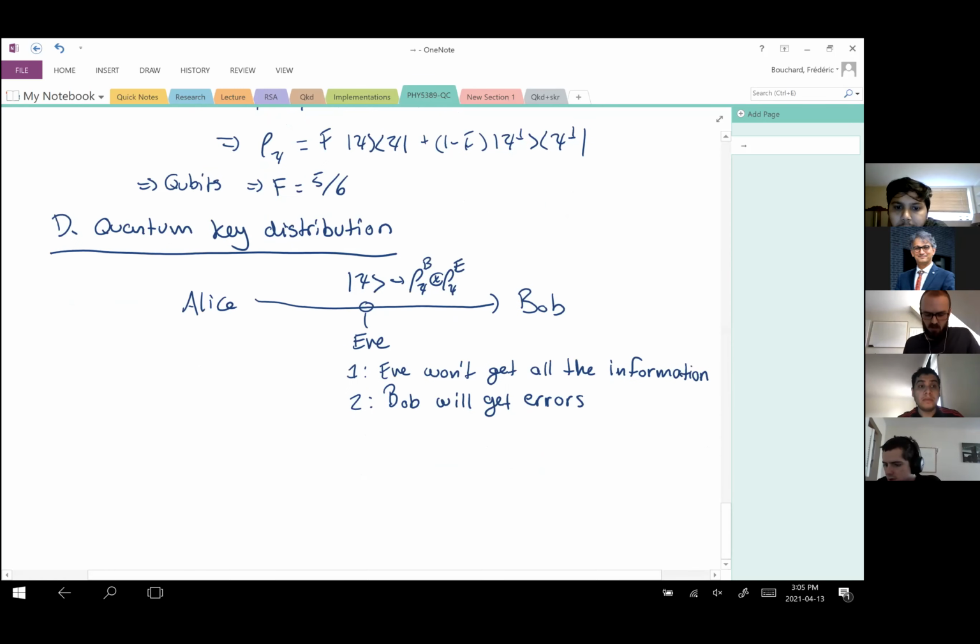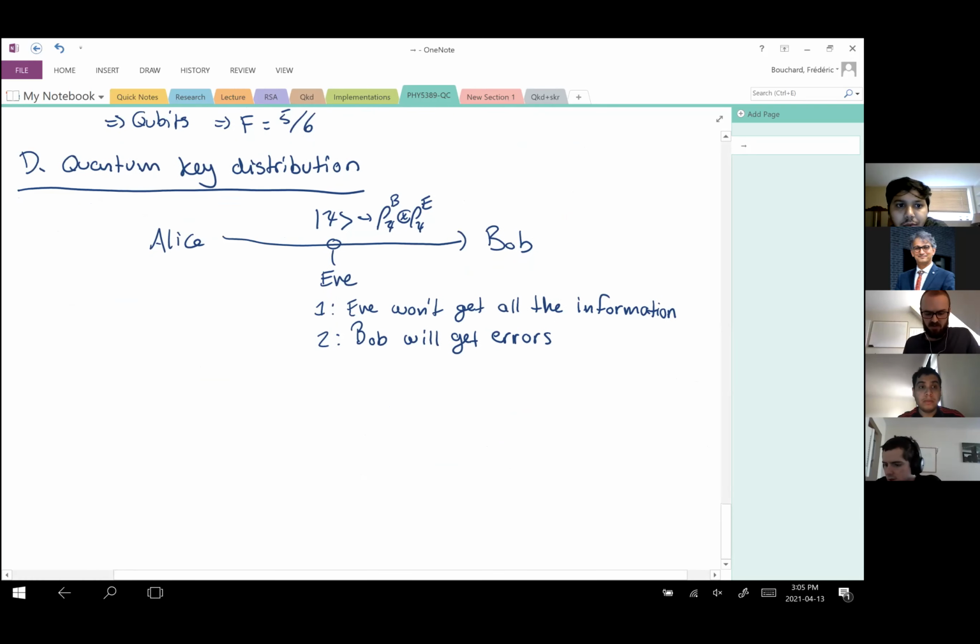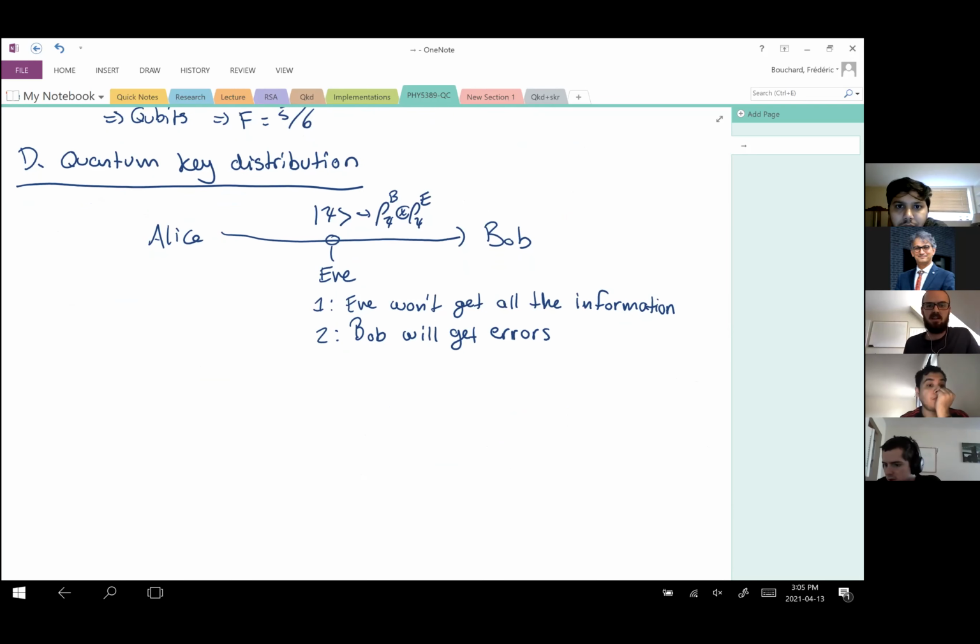So qualitatively for quantum cryptography, if there's errors, that means there's an eavesdropper, that means it's not secure. If you have no errors, there's no eavesdropper, because it wouldn't be possible to get information without introducing errors.